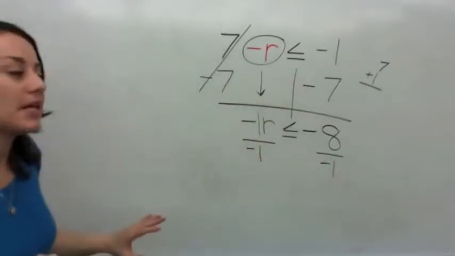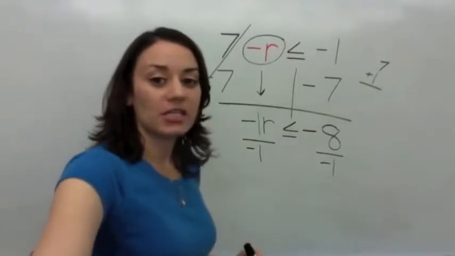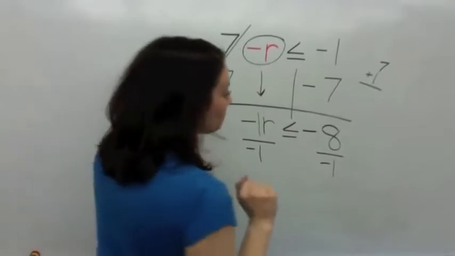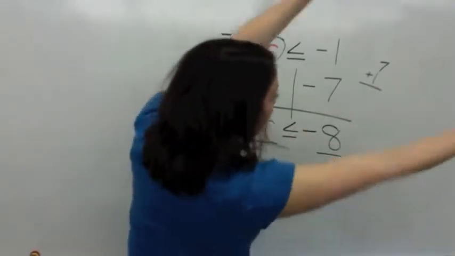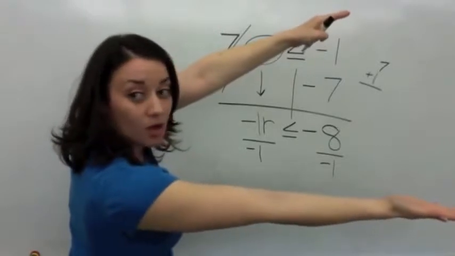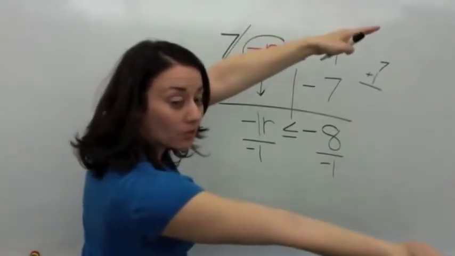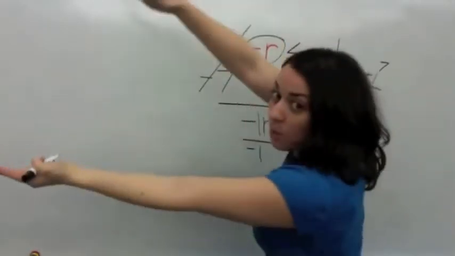Once you divide by negative 1, you flip the sign, and it changes from, this says less than. Okay, everyone make less than with your hands. Let's go. Less than. And you're going to flip over to the other side, and it's going to become what?